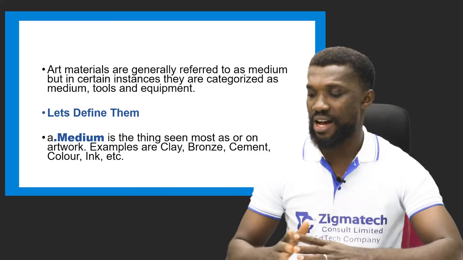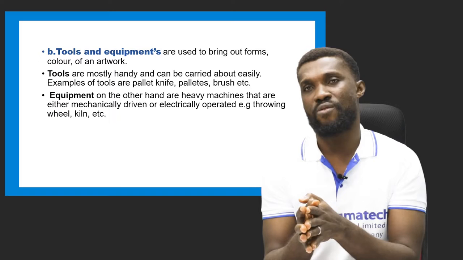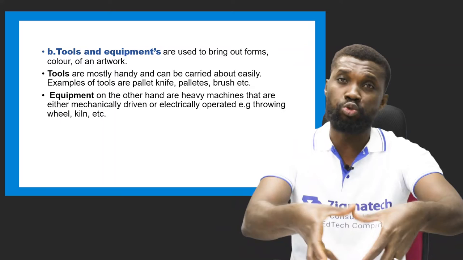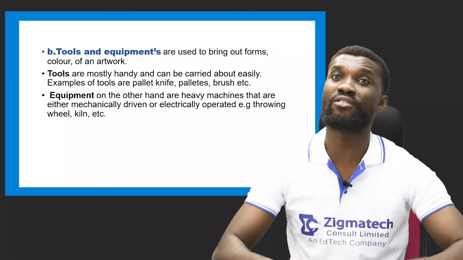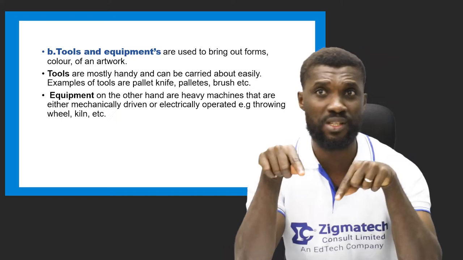So now let's look at the tools. Tools and equipment are used to bring out forms and color of an artwork. We use the tools to manipulate the materials. The tools control the material into your desired item or artwork. If you have those materials and you don't have the tools, automatically you are liable to produce a shoddy work. It is one thing to have the tools, and the second thing is to have the right tools.